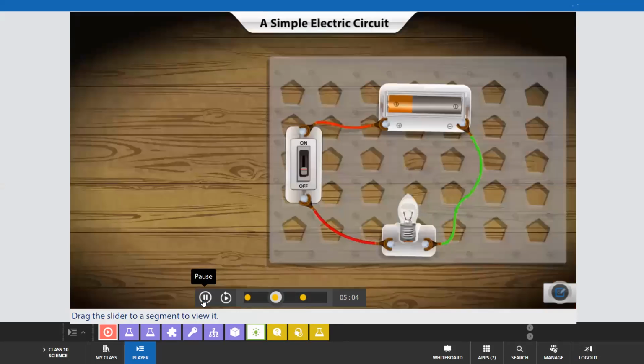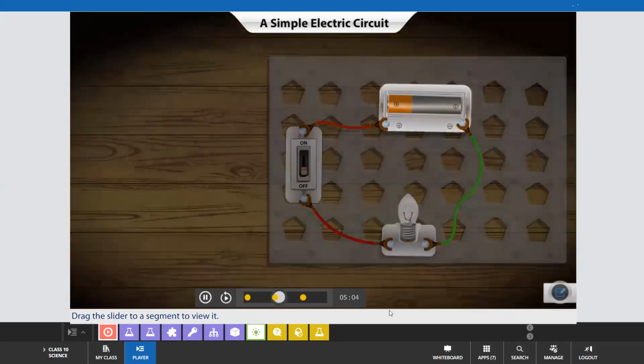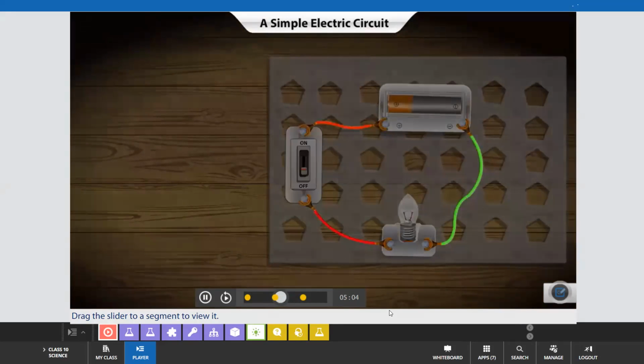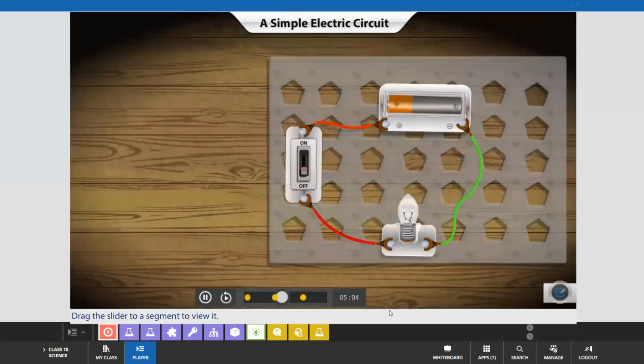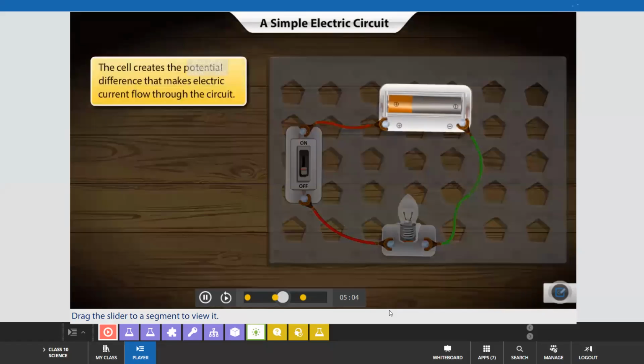Now, let's see how current flows in an electric circuit. Here is the most basic electric circuit. It has an electric cell, a light bulb, a switch, and of course, connecting wires. The cell is the circuit's driving force. That's because it creates the potential difference that makes electric current flow through the circuit.